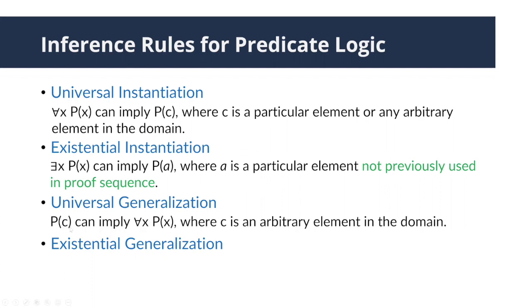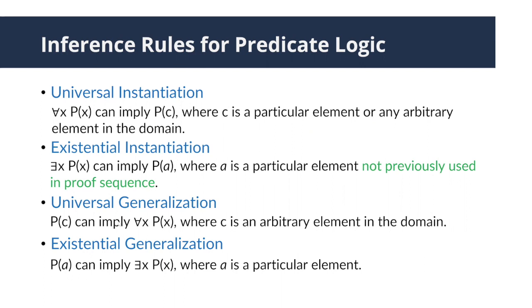Third rule, pc can imply for any x px, where c is an arbitrary element in the domain. How do you understand this rule? What this rule says is if for any arbitrary element in the domain, it has property p, of course you can imply all the elements in the domain have property p.